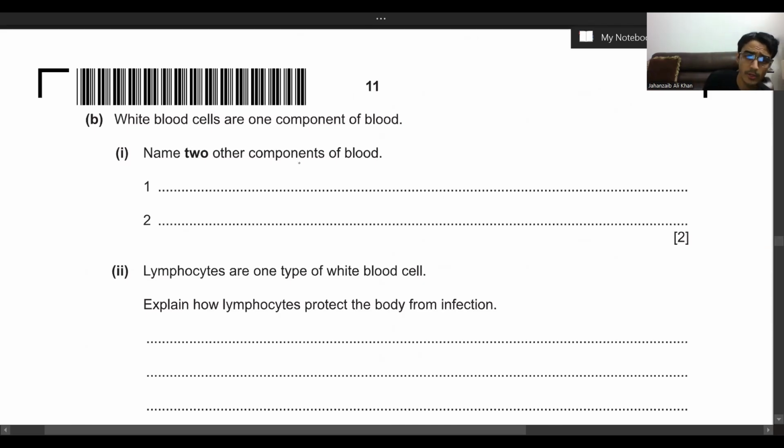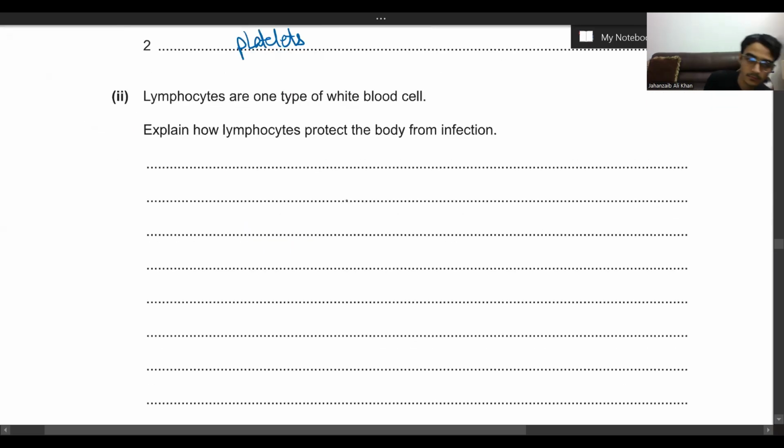White blood cells are one component of blood, name two other components. Very simple. RBCs, red blood cells, and platelets. Lymphocytes are one type of white blood cells. Explain how they work. So lymphocytes produce antibodies.